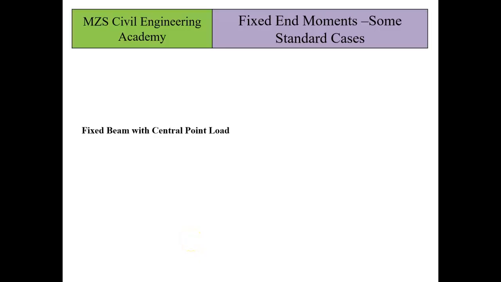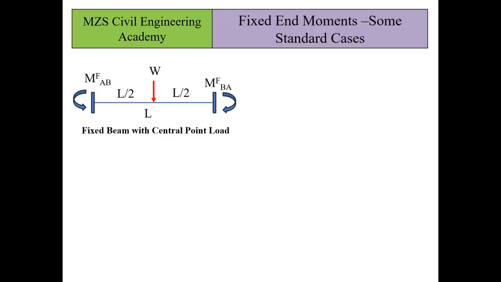So let us say the first case is a fixed beam with a central point load, where the load is provided at the mid span of the beam. A and B ends are fixed supports. That's why the behavior of the beam will have a hogging moment. The moment at A will be anti-clockwise and the moment at B will be clockwise.